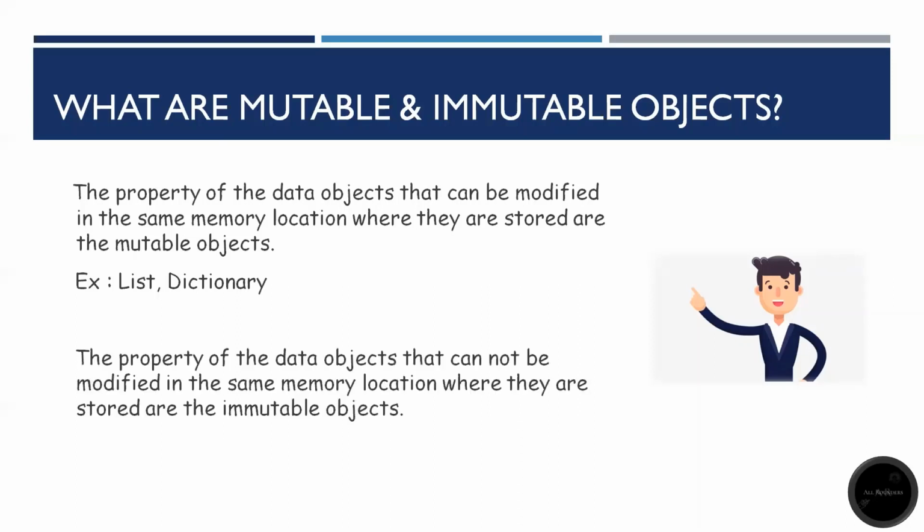So here is the definition of immutable objects. The property of the data objects that cannot be modified in the same memory location where they are stored are the immutable objects. Examples of immutable objects are numeric, string, and tuple. We can check the mutability of an object by checking its memory location before and after it is modified. If the memory location remains the same when the data object is modified, it means it is mutable. Otherwise, it is not mutable.